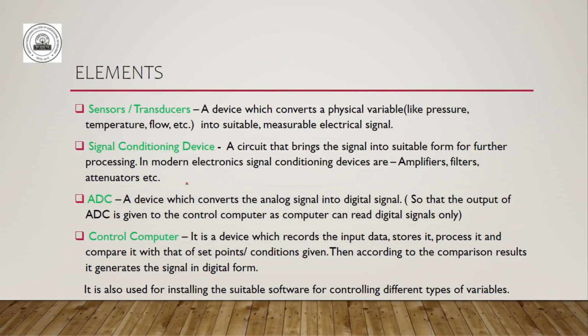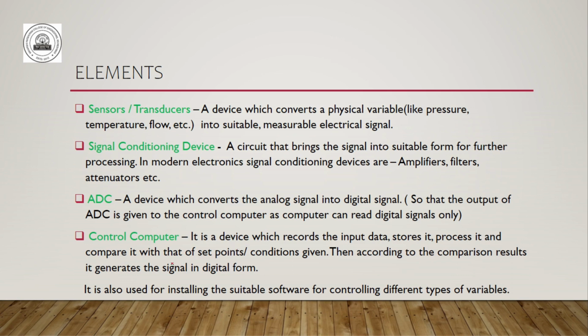Now these are definitions which we have discussed in the previous slide. Sensors or transducers are devices which convert a physical variable like pressure, temperature, flow, etc. into a suitable measurable electrical signal. A signal conditioning device is a circuit that brings the signal into a suitable form for further processing. In modern electronics, the signal conditioning devices are amplifiers, filters, attenuators, etc. ADC converts the analog signal into a digital signal.